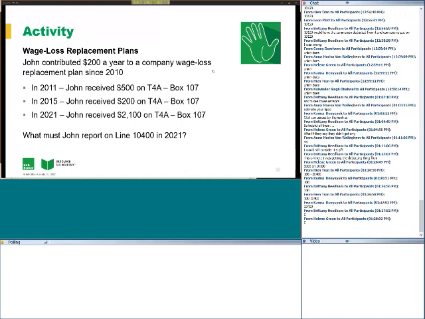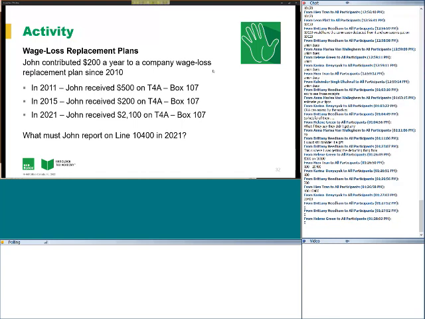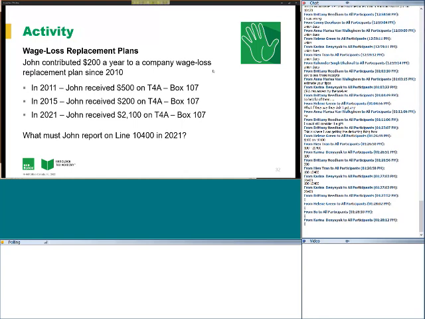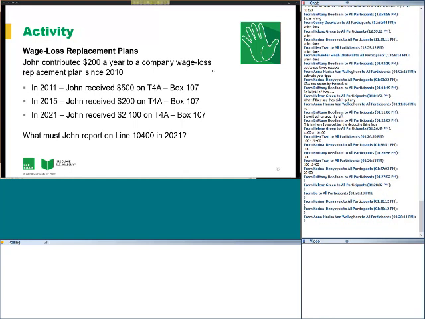Okay, I've got a couple people. If you haven't tried it, this is good practice. So I want to see many, many names on my chat window there. Everyone is saying 0, and I agree with you. It is 0 because he put 200 in, he put more than 200 in. He took 200 out, none of it is taxable.